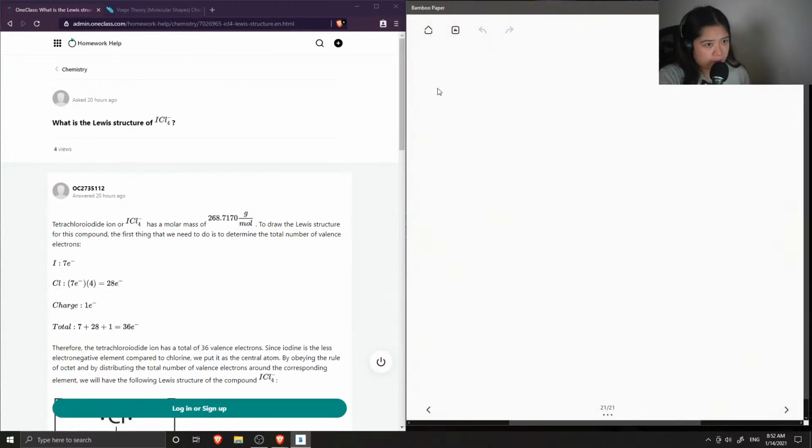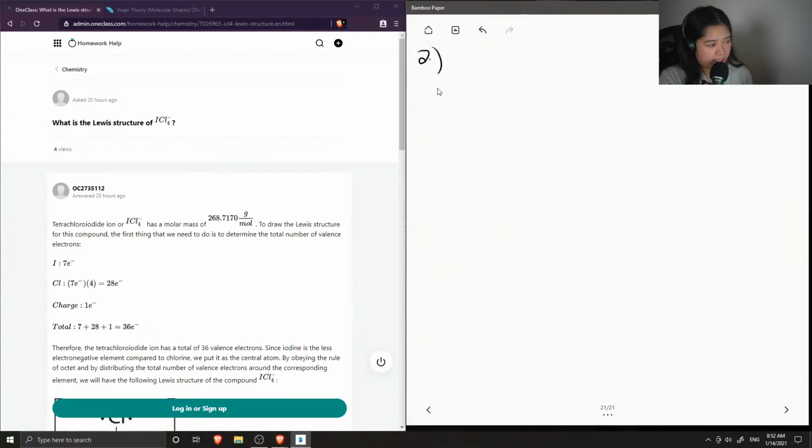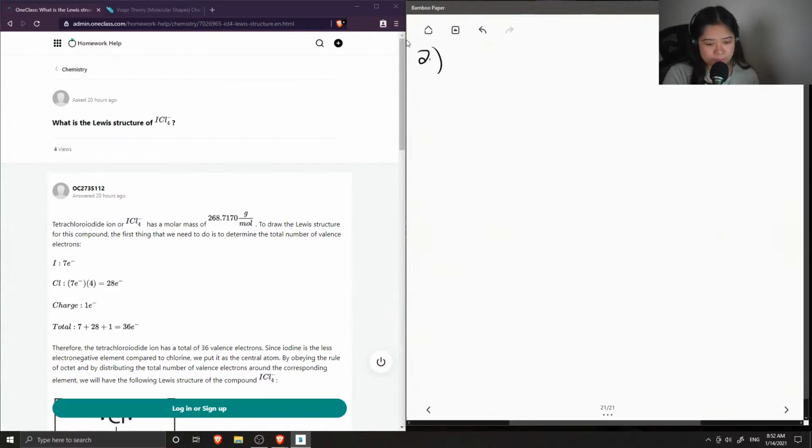Okay, so question number 2 is, what is the Lewis structure of tetrachloroiodide? Okay, so first let's find the total number of valence electrons for this ion.